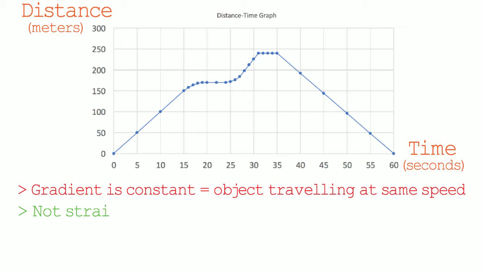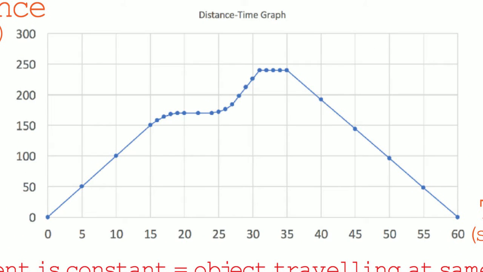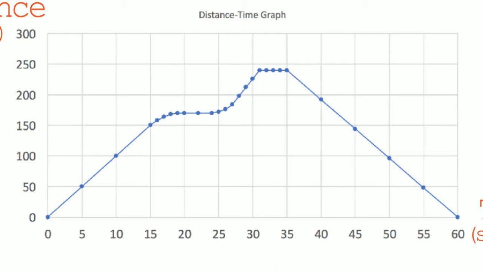If the line is not straight, it shows that the object is either accelerating or decelerating. If the curve is becoming steeper, the object is accelerating. If the curve is becoming flatter, the object is decelerating. So let's have a look at our distance time graph example in more detail.